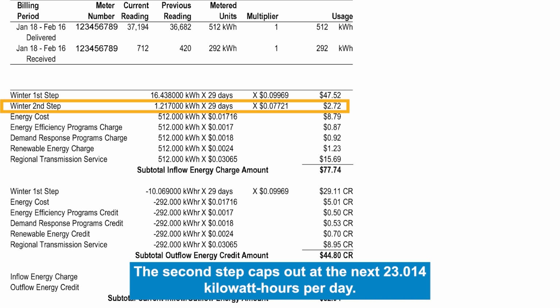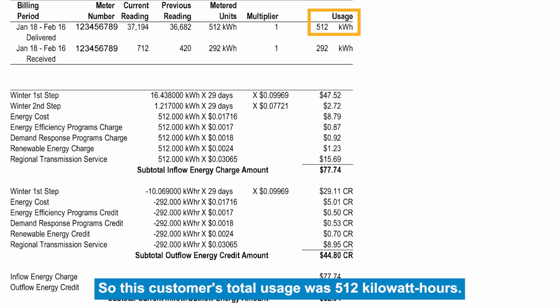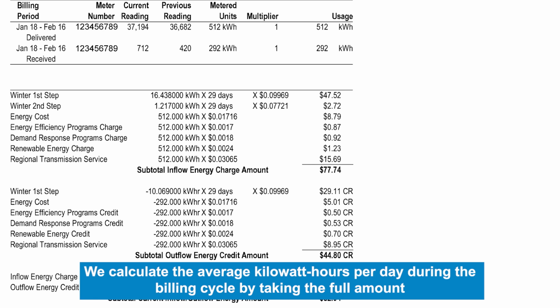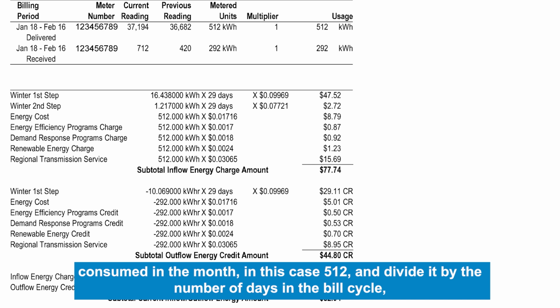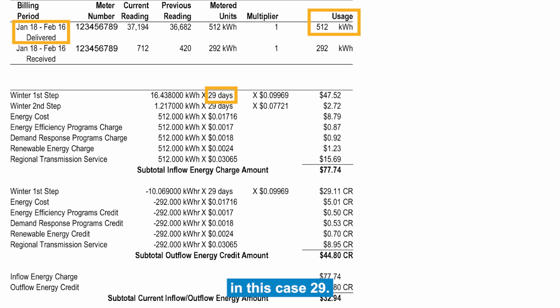The second step caps out at the next 23.014 kilowatt hours per day. So this customer's total usage was 512 kilowatt hours. We calculate the average kilowatt hours per day during the billing cycle by taking the full amount consumed in the month, in this case 512, and divide it by the number of days in the bill cycle, in this case 29.